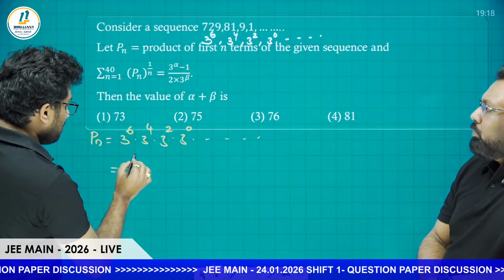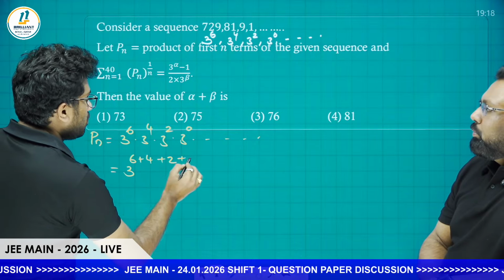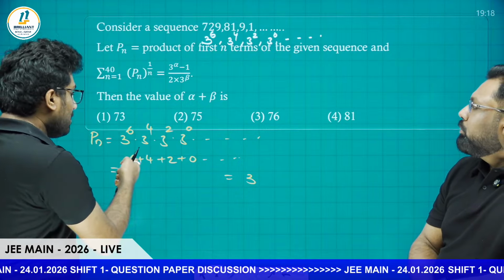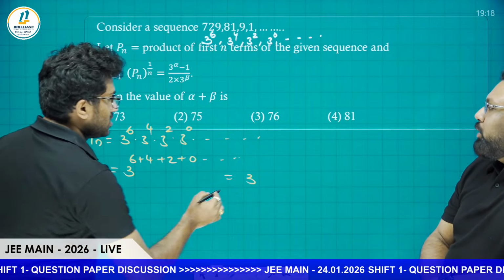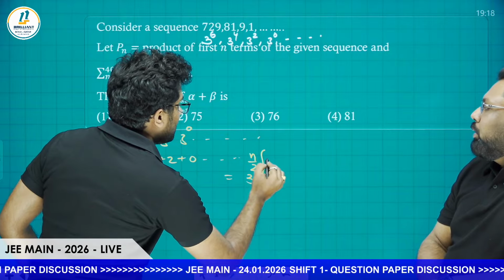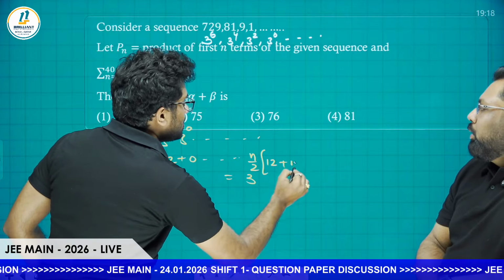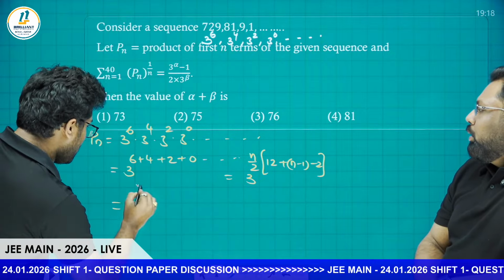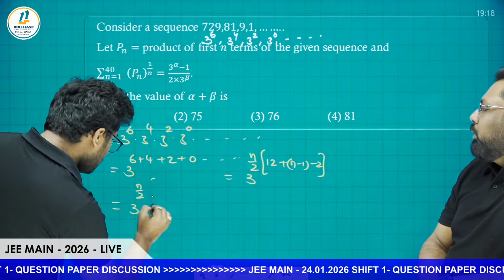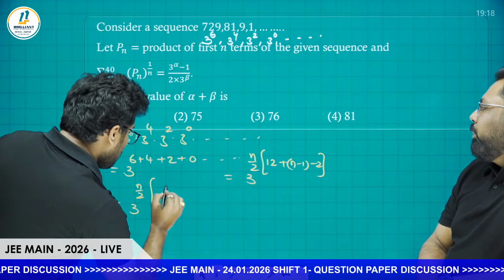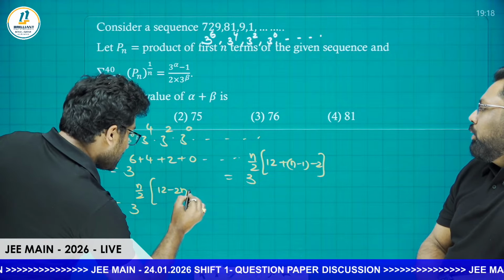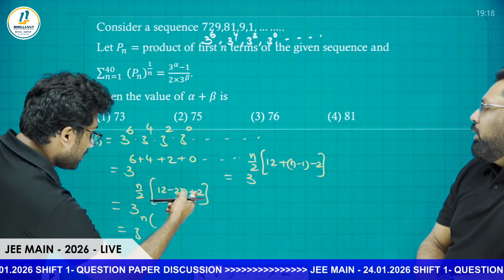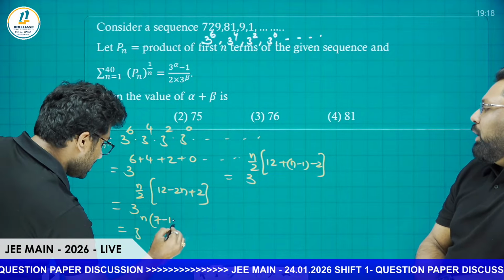Bases are same, so powers can be added: 6 plus 4 plus 2 plus 0 and so on. This is 6, 4, 2, all in AP, with first term 6 and common difference minus 2. So n by 2 into 2a plus n minus 1 into d, which is 12 plus n minus 1 into minus 2. If I simplify, 3 power n by 2 into 12 minus 2n plus 2, so that becomes 3 power n into 14 by 2, so 7 minus n will be the answer.